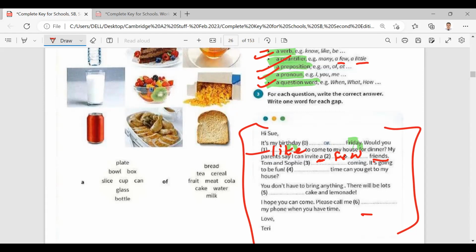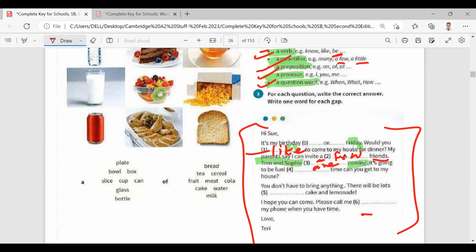Yes. Type another one. Tom and Sophie coming. Be careful here, ing, and here Tom and Sophie. So what do you need here? Exactly, perfect. Here we need verb to be. Why? Because here ing. So they are coming. It's going to be fun.